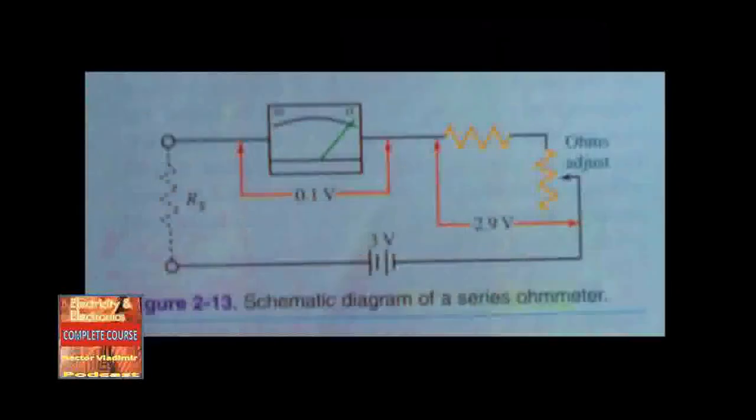A 3-volt battery is used as the source for the ohm meter. The battery is built into the meter case. The meter movement permits only 0.1 volt for a current of 0.001 amps for full-scale deflection. Therefore, a multiplier resistor is placed in series with the meter coil to reduce the voltage applied to the meter coil.